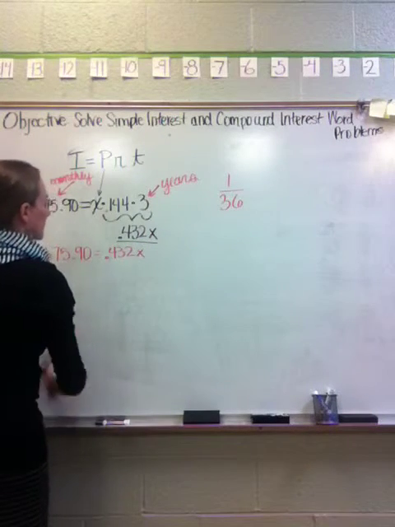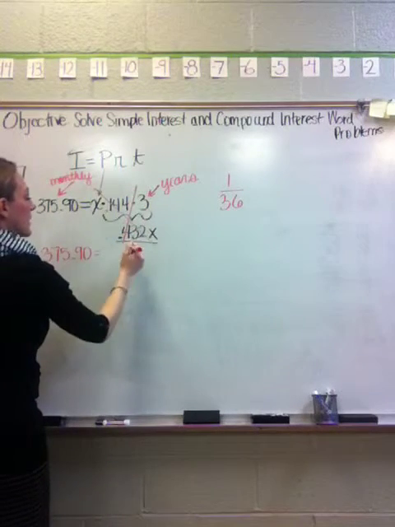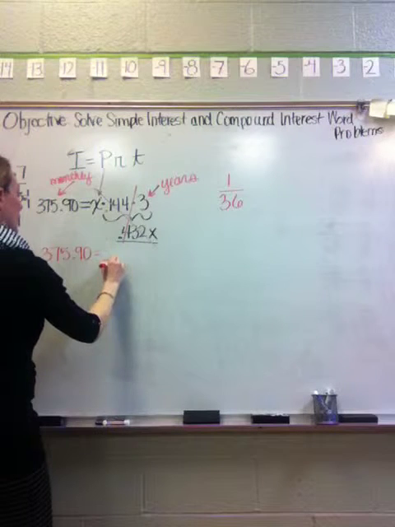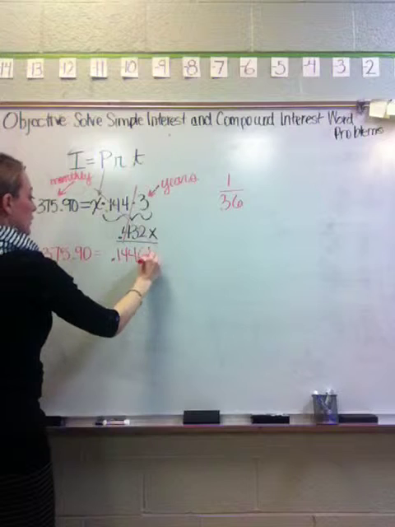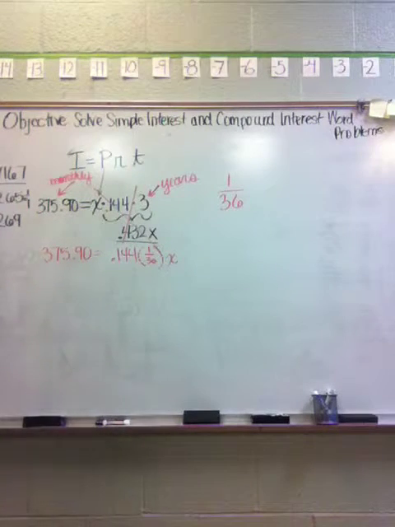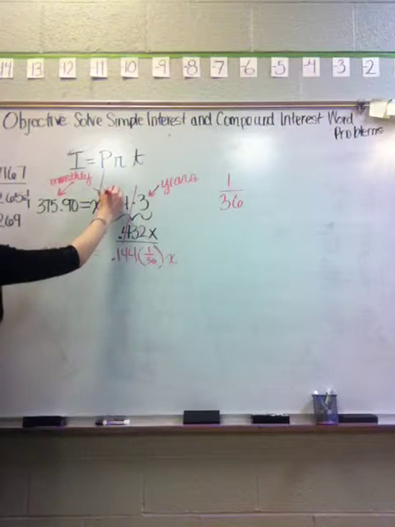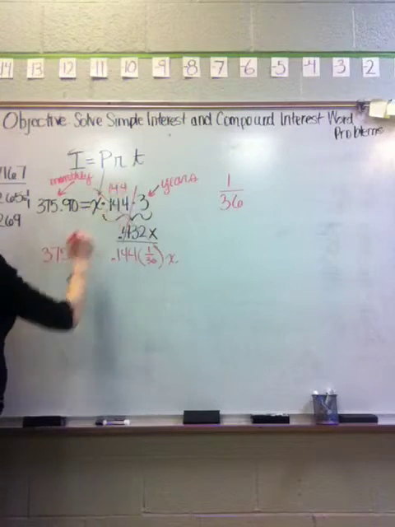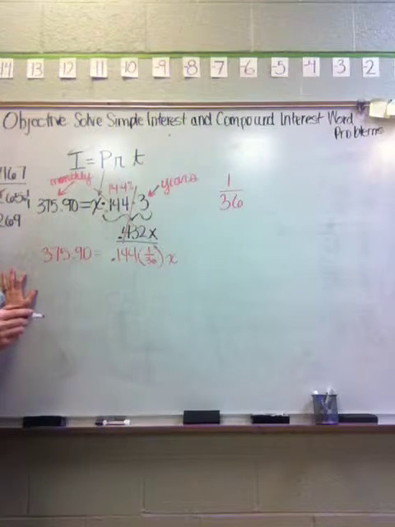Sorry, no, this is wrong. Don't do this, Stephen, don't do that. We want 0.144 times 1/36x. It's really not that bad. Where'd you get 0.144? That's my 14.4%. Why didn't you convert it? Because I can't operate with the percentage, I can only operate with the decimal.